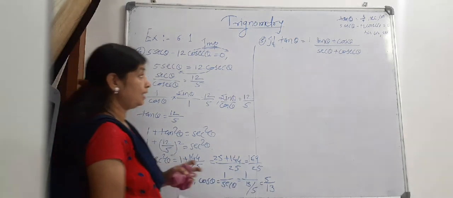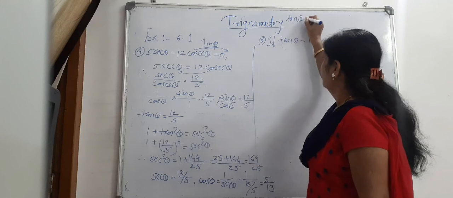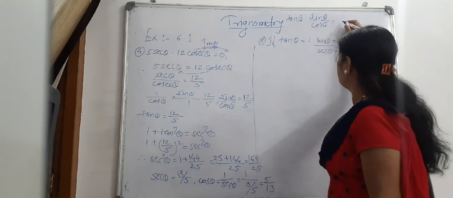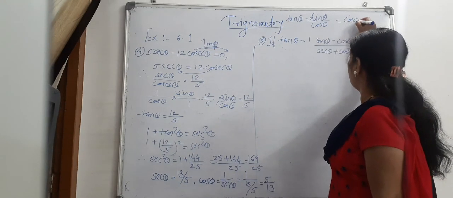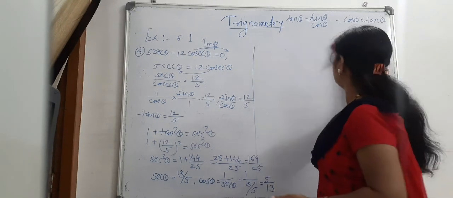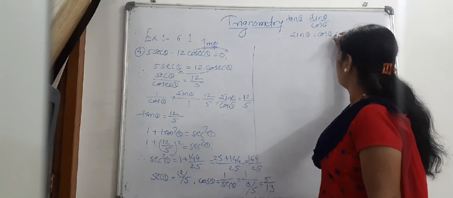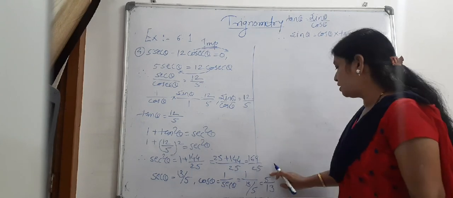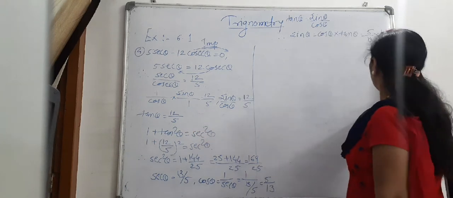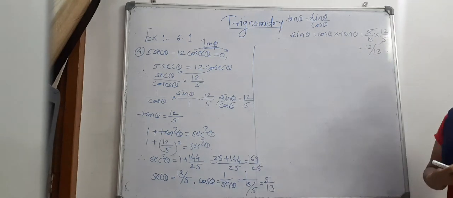Now you have to find out what? Sin. Now tan theta is equal to sin upon cos, so sin theta is equal to cos theta multiplied by tan theta. Now cos is 5 upon 13 and tan is 12 upon 5. 5 will be cut. What is your answer? 12 upon 13.